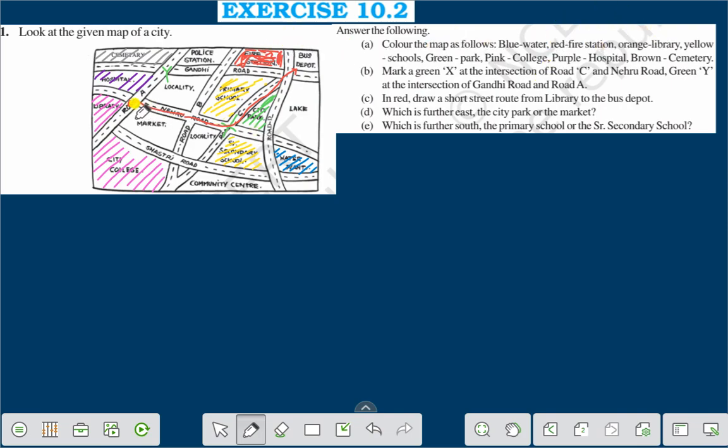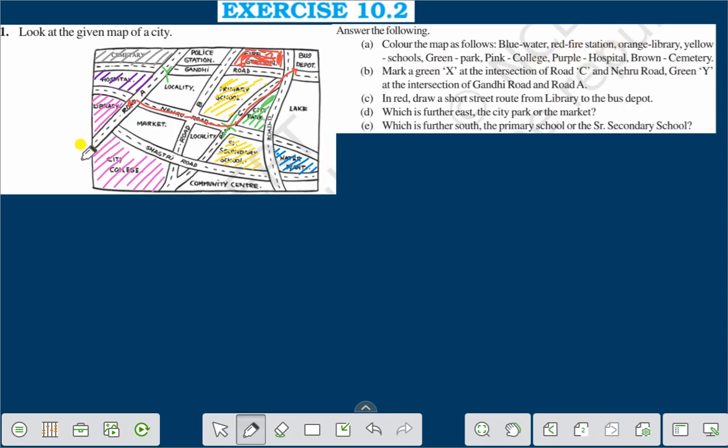Orange: library. This is the library. This is orange in color. Yellow: schools. This is the primary school. This is the senior secondary school. This is in yellow. Green: park. Here this is the city park. This is green in color. Pink: college. Here this is the city college. This is pink in color.